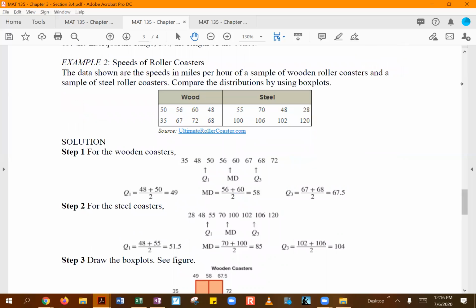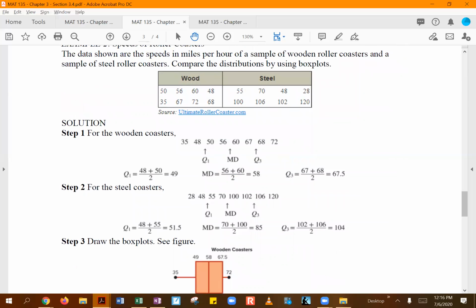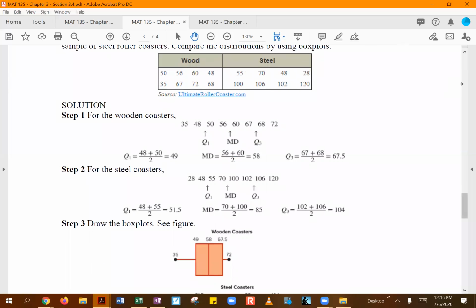So this example here is talking about the data that shows the speeds in miles per hour of a sample of wooden roller coasters and a sample of steel roller coasters. So you can see those data values in there. For each set, we would need to do the 5-number summary. And so you can kind of see we have our Q1, Q2, Q3.